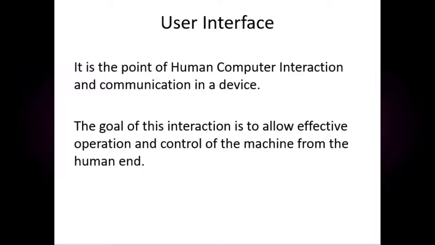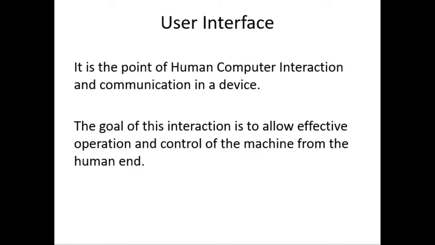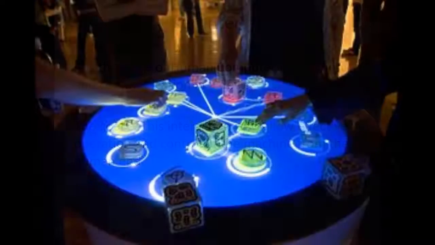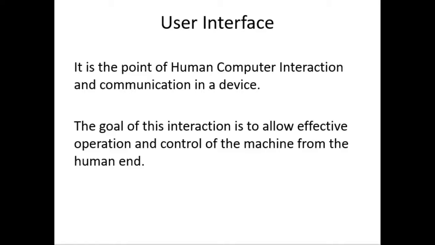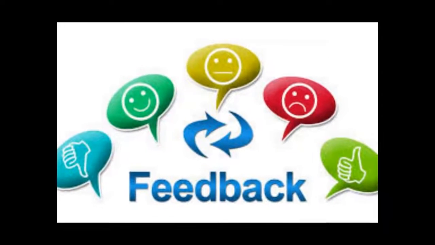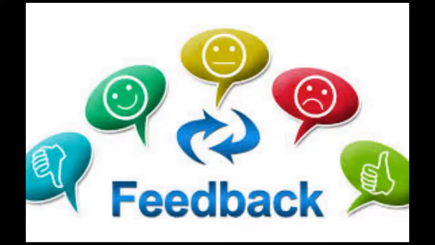User interface. It is the point of human-computer interaction and communication in a device. It is also the way through which a user interacts with the application or a website. The goal of this interaction is to allow effective operation and control of the machine from the human end, while the machine simultaneously feeds back information that aids the operators.